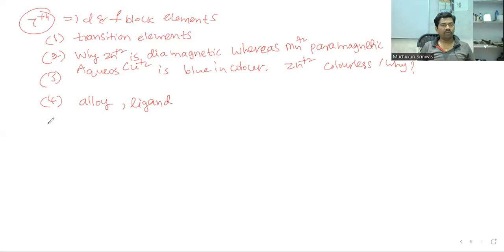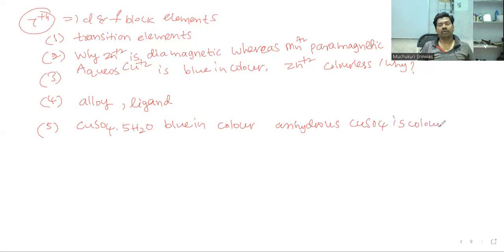Then another important question. Copper sulfate CuSO4.5H2O is blue in color, whereas anhydrous, dried, copper sulfate is colorless. Explain, or why? Very important question, this is.